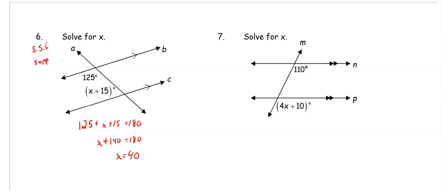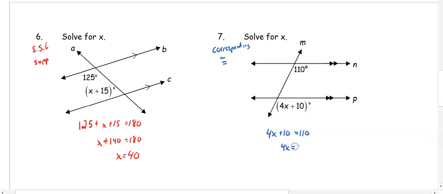In number seven, to solve for x, these angles are in the same position in their groups of four. They're both on the bottom right-hand side of the transversal and their parallel lines, which means that they are congruent because they are corresponding angles. So they are corresponding and they are congruent. So we have 4x plus 10 is equal to 110. So we can subtract 10 from both sides. 4x equals 100. When we divide, x is 25.